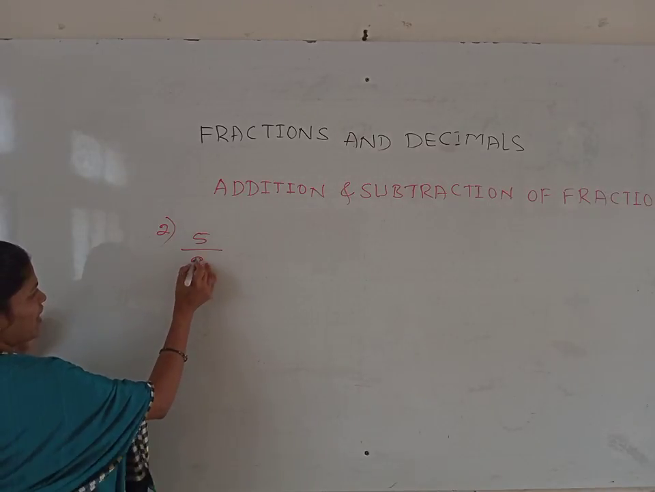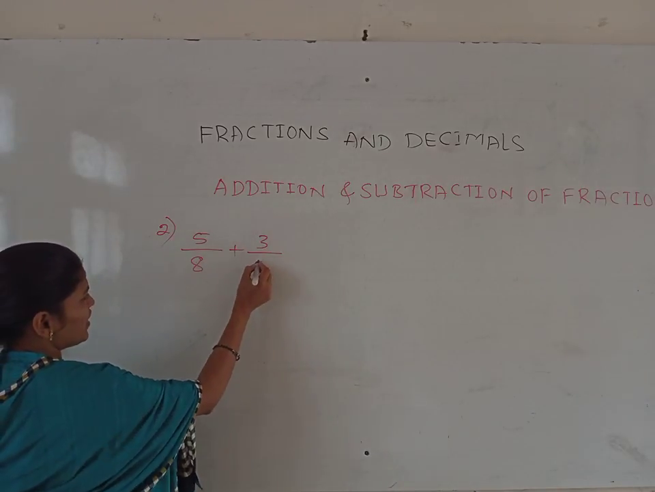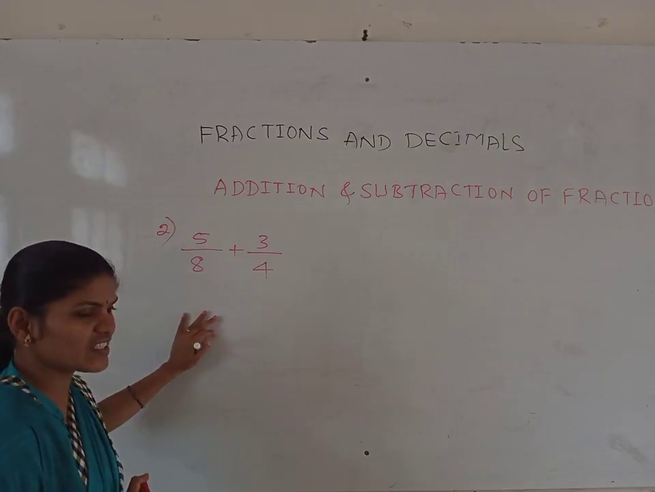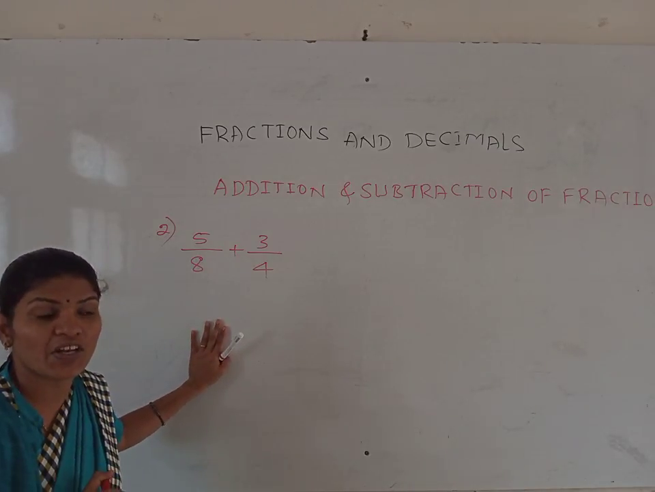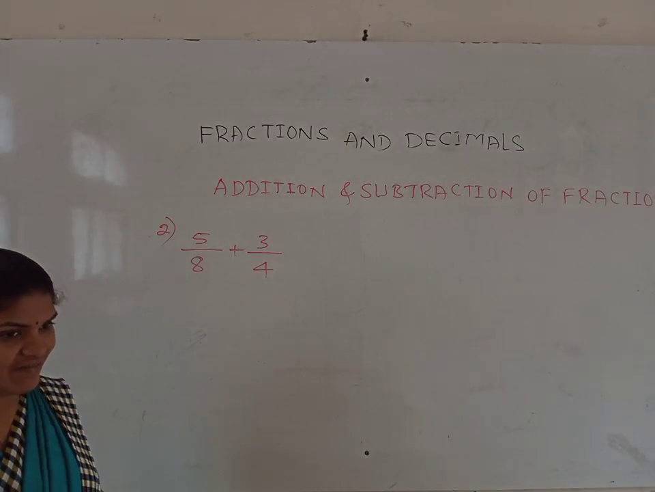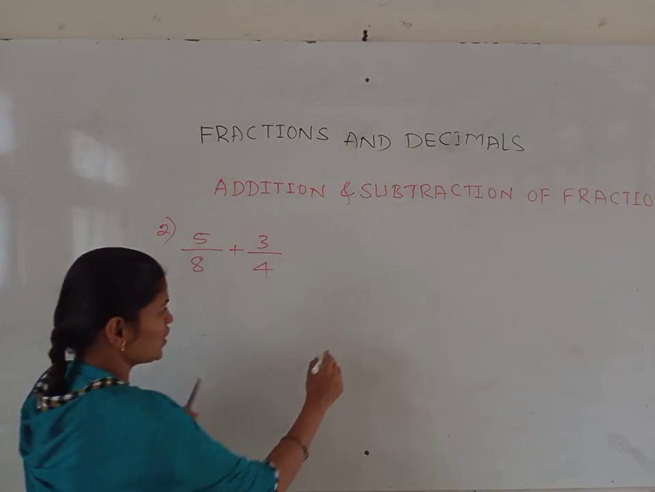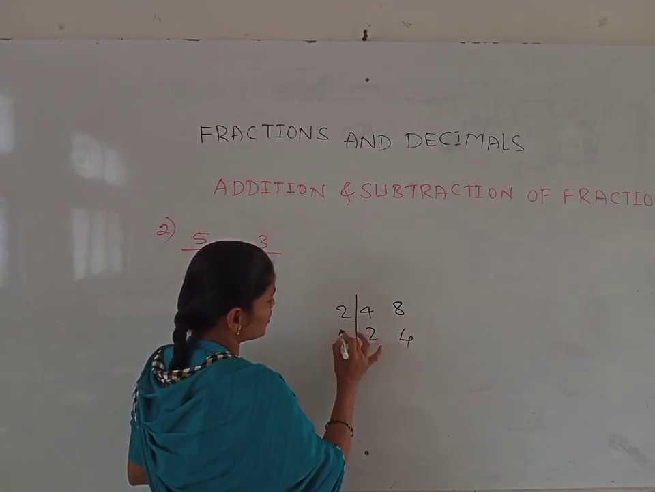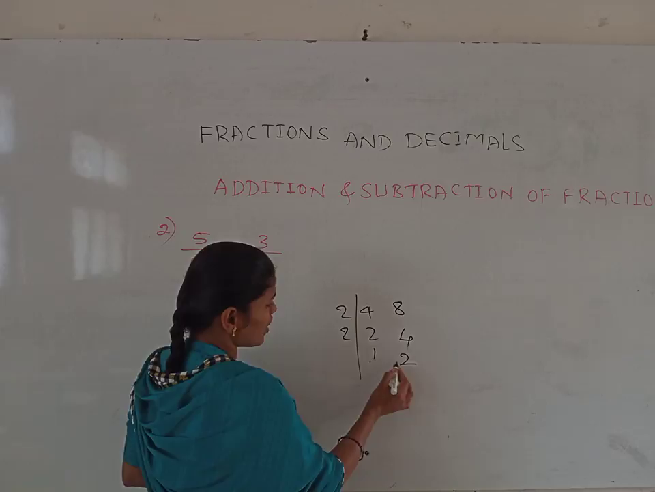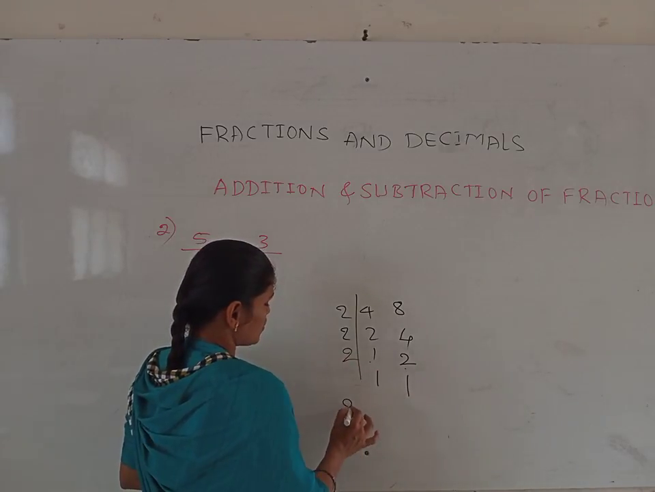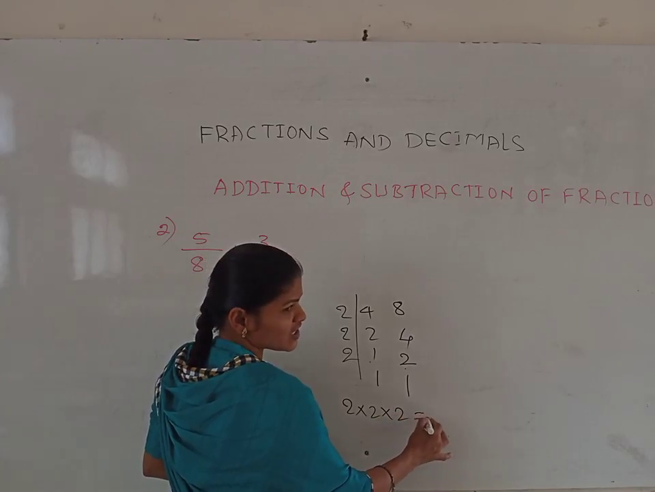5 divided by 8 plus 3 divided by 4. What is the least common multiple of 4 and 8? LCM of 4 and 8. We will take it as 2 2s are 4, 2 4s are 8, 2 1s are 2, 2 2s are 4, then 1 and 2. Next, 2 into 2 into 2. What is the LCM?